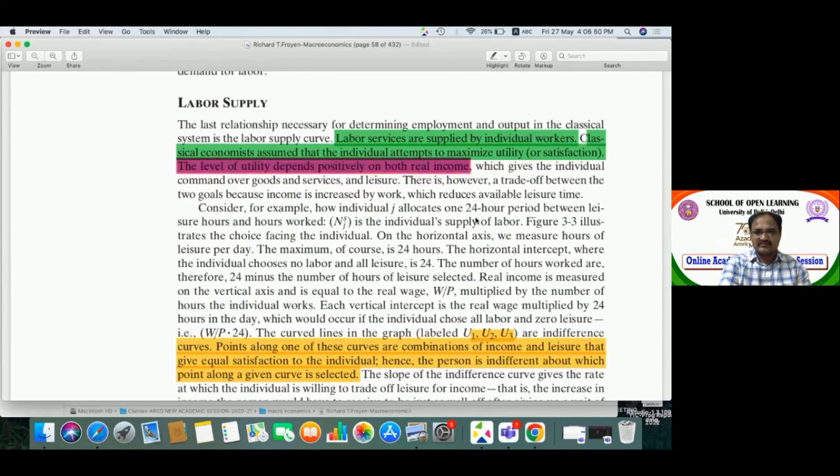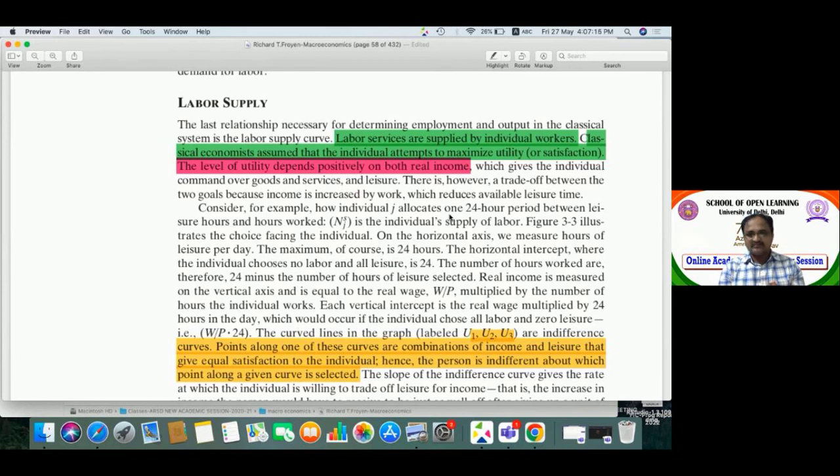What is this real income? The real income is the income level you get. How can you get satisfaction? More working, more wage rate, more real income, more satisfaction. How does he get more income? He works more hours. If he works more hours, he gets more income. So with a higher level of labor input, you can get more satisfaction.